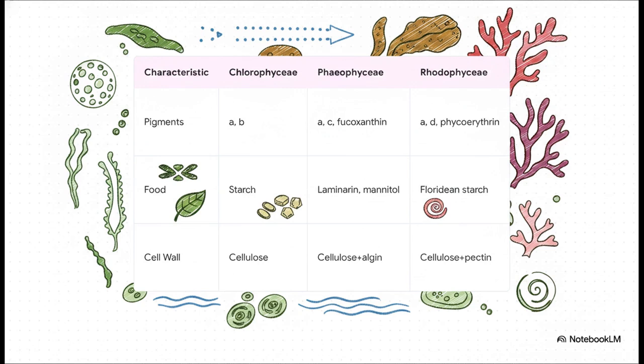First, chlorophyceae, the green algae. They use chlorophyll A and B and store food as starch. Then we have phaeophyceae, the brown algae, which use chlorophyll A, C, and fucoxanthin, storing their food as laminarin and mannitol. Finally, rhodophyceae, the red algae, rely on chlorophyll A, D, and phycoerythrin, and they store their energy as Floridian starch. Seriously, let these facts be your best friend when reviewing algae.